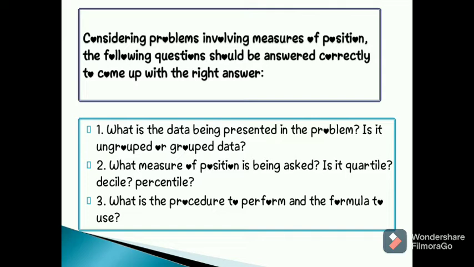Considering problems involving measures of position, the following questions should be answered correctly to come up with the right answer. So here are the guide questions for us to answer correctly the problems involving measures of position. Number 1, what is the data being presented in the problem? Is it ungrouped or grouped data? Number 2, what measure of position is being asked? Is it quartile, decile, or percentile? Number 3, what is the procedure to perform and the formula to use?